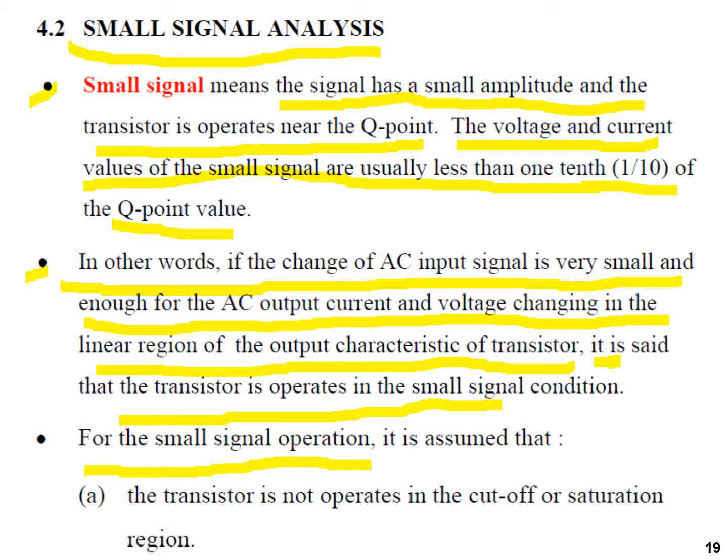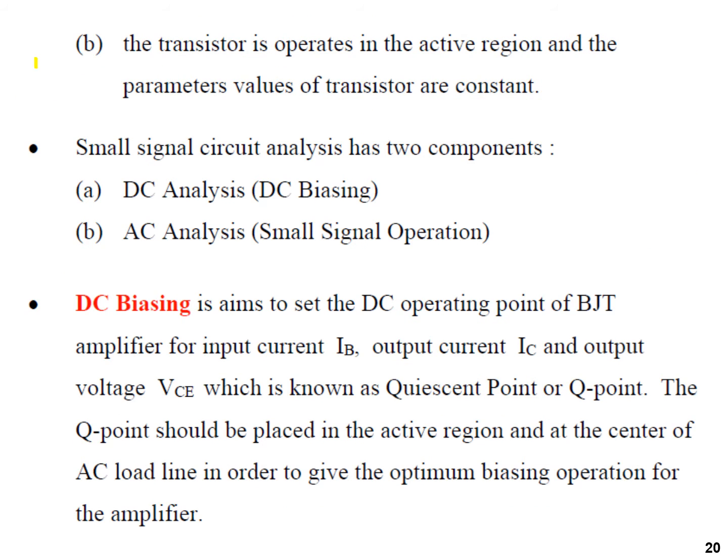For the small signal operation, it is assumed that: A. The transistor does not operate in the cutoff or saturation region. B. The transistor operates in the active region and the parameter values of the transistor, such as beta, are assumed constant. Small signal circuit analysis has two components. First, DC analysis or DC biasing analysis. Second, AC analysis or small signal operation analysis.